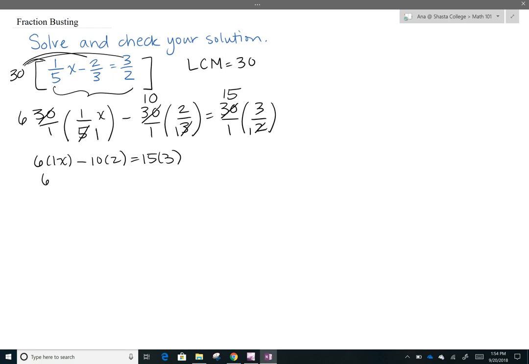6 times 1x is 6x. 10 times 2 is 20. 15 times 3 is 45. And I have a two-step equation that no longer has fractions. Adding 20 to both sides to isolate the variable term, I have 6x equals 65. Dividing both sides by 6, I get x equals 65/6, which is almost 11. It's 10 5/6.